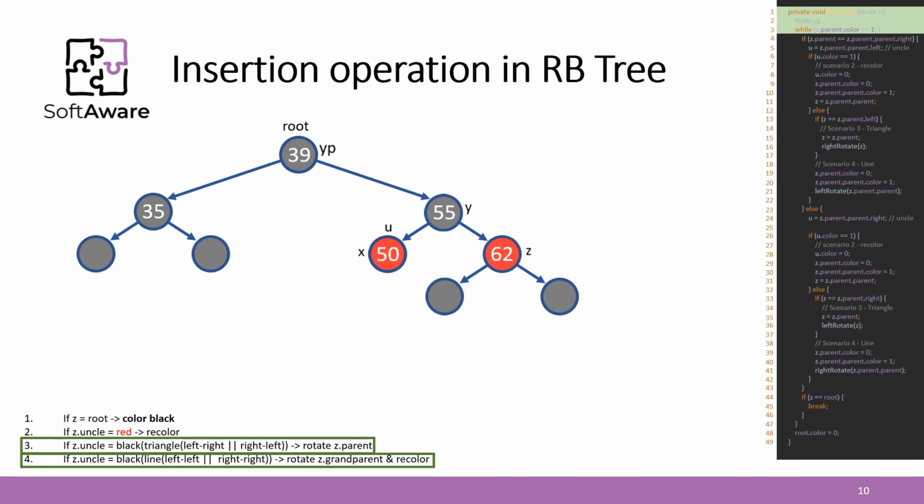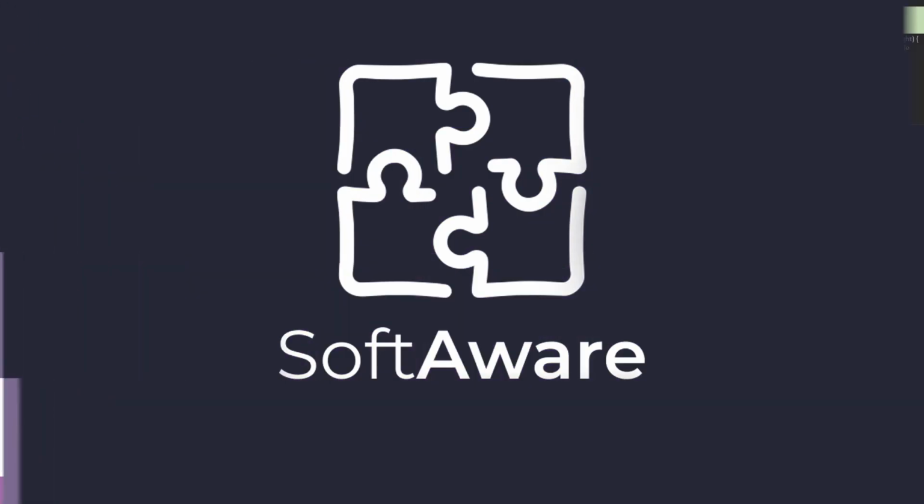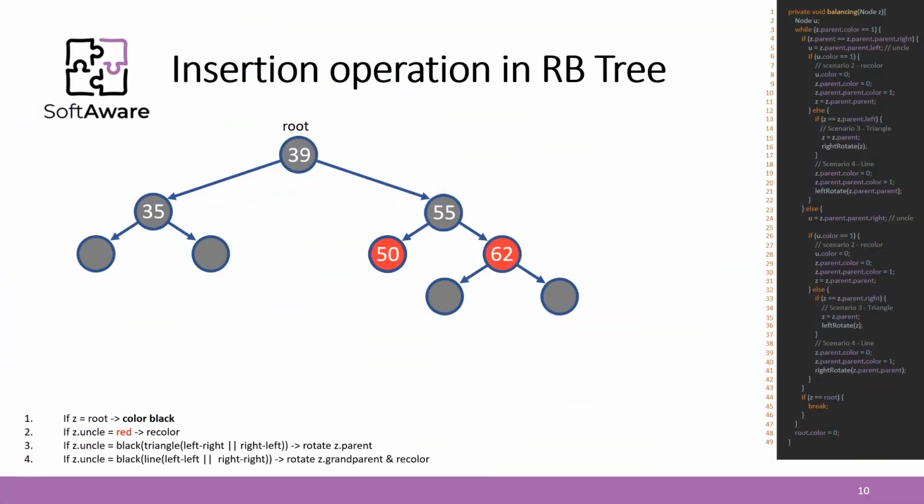At this current state, the while loop will check if we still violate the red black tree definition. We don't, because z's parent color is no longer red. So we skip the while loop, and at line number 48, we make sure that our red black tree has a black root. In this lecture, we learned how the red black tree insert operation works using some practical examples.